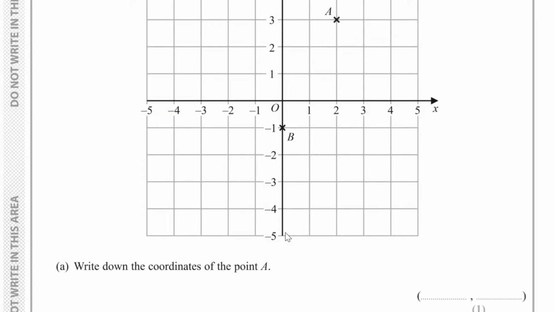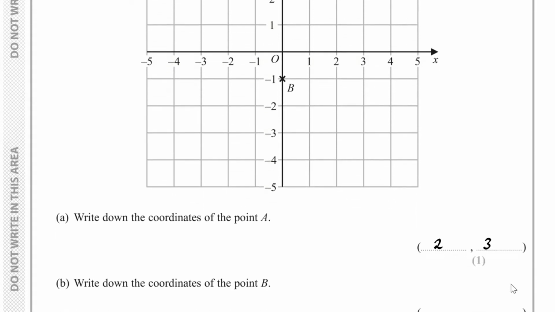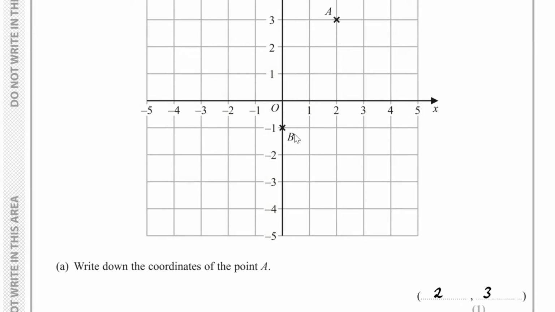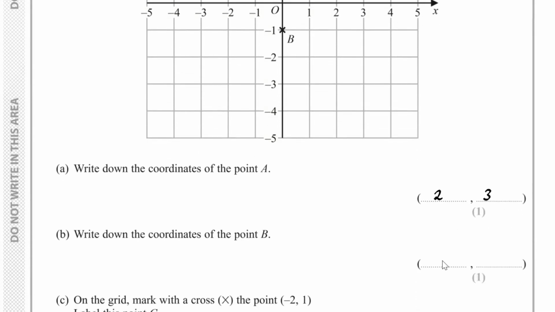Now for question number 8, we have to write down the coordinates of the point A. So we're going 2 across and 3 up. So we have 2, 3. And then we have to write down the coordinates of B. We go 0 across, 1 down. So we have 0, minus 1.